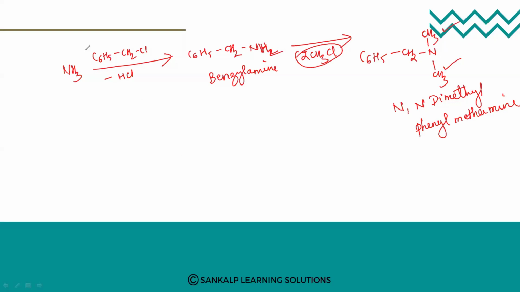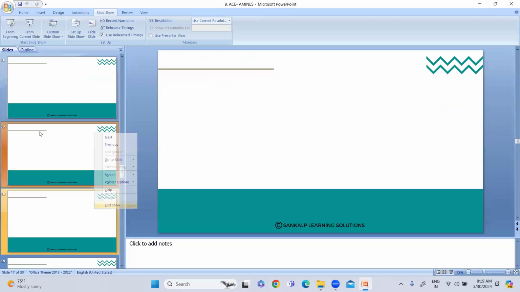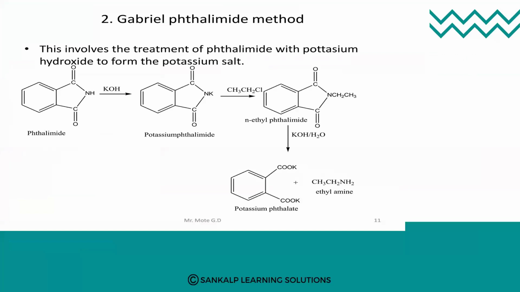Okay, fine. So next is a very important name reaction, that is Gabriel phthalimide synthesis. Okay, we'll see this one. Name reaction, very important. Mark this important for 2 marks.